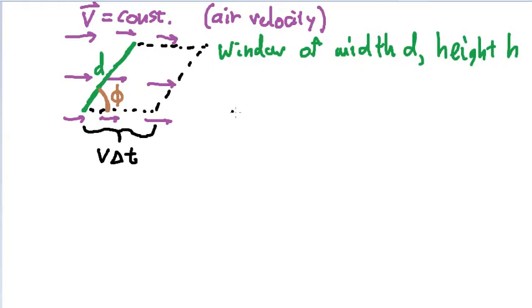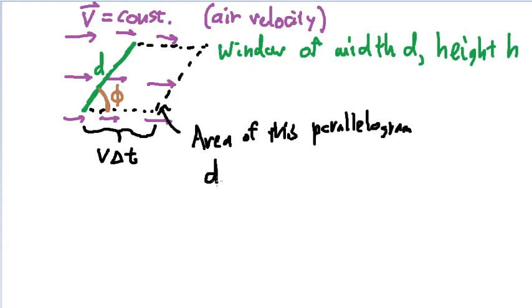In fact, I'm just going to go ahead and draw this in. I'm going to call this angle phi. The reason why I'm not calling it theta should be obvious in a second. So the area of this parallelogram is then d times v delta t times the sine of phi. And then the volume flow rate through the window, we'll get to that in a second. But it's going to be easier if, instead of looking at the angle between the flow direction and the surface, we look at the angle between the flow direction and what's called a normal vector.